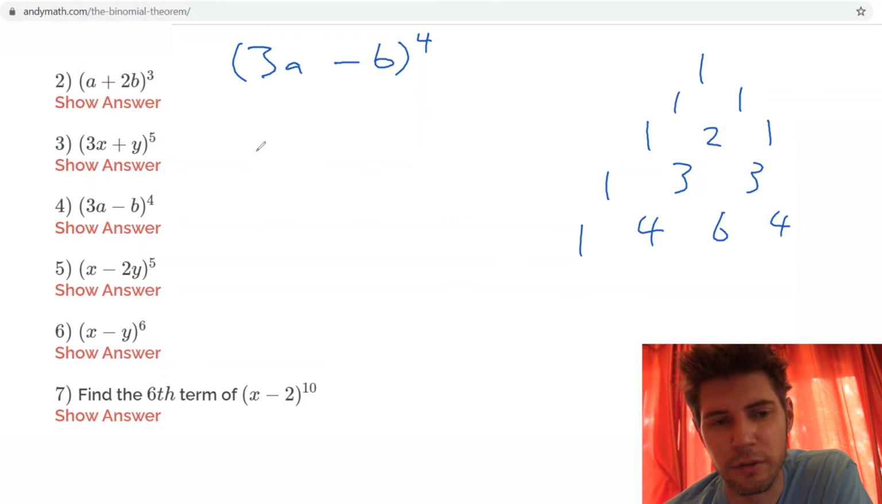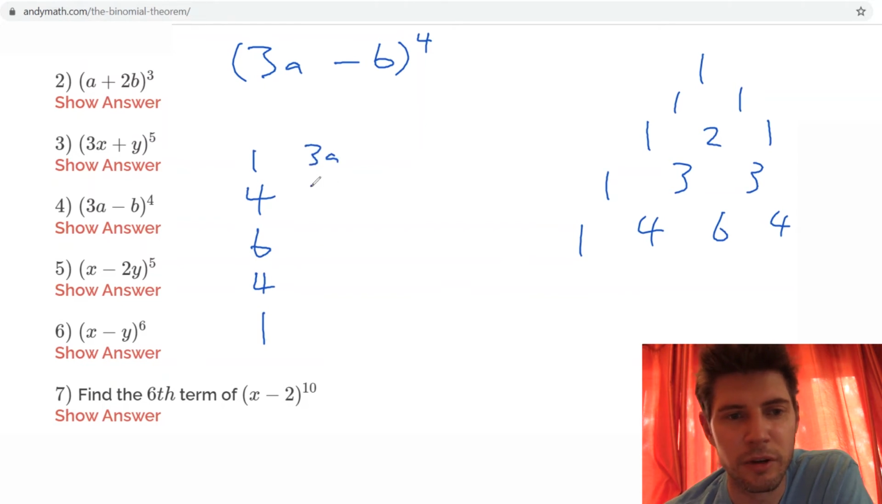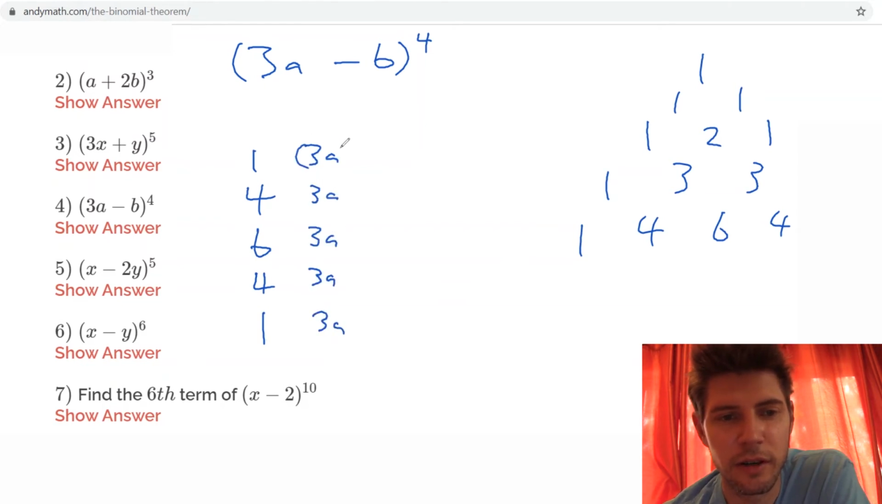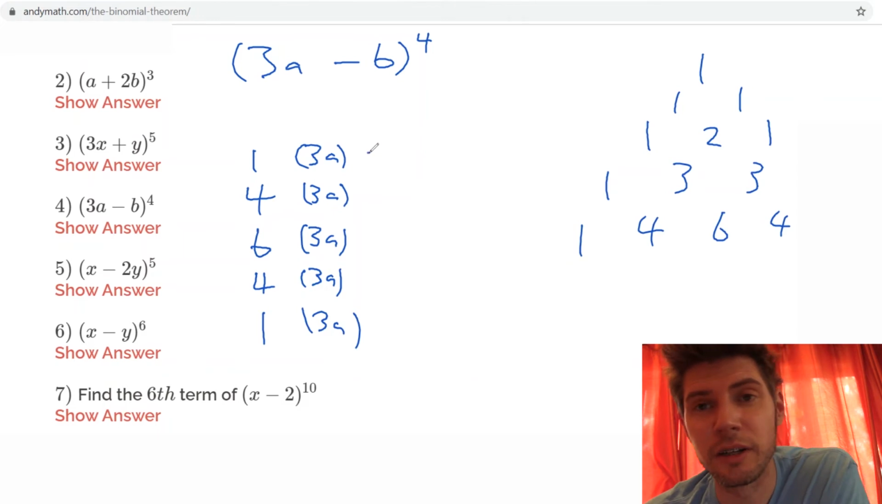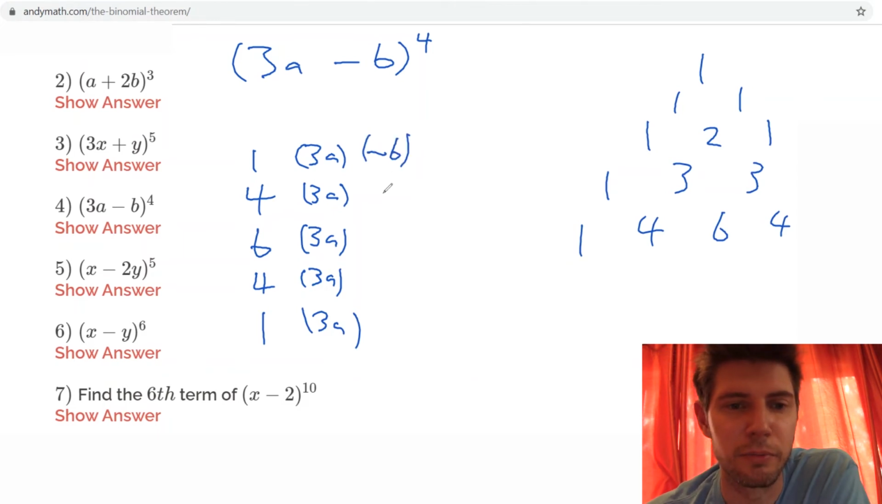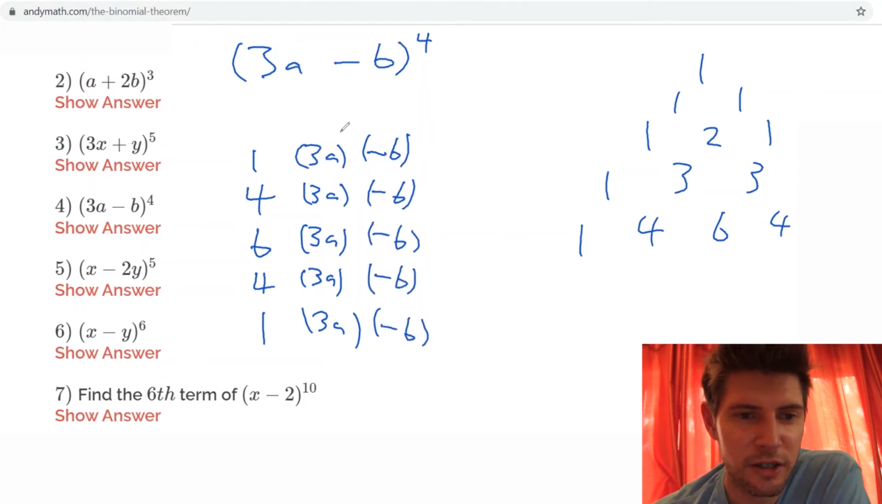And it's going to be this one right here. So it'll be 1, 4, 6, 4, 1. And I rewrite the 3a 5 times. I'm going to put parentheses around it because of the 3. And then the negative b, the minus b, I'm going to call that negative b, and I'm going to put parentheses around that as well, because we want that negative to also get the exponents. Then I just do my descending exponents here.